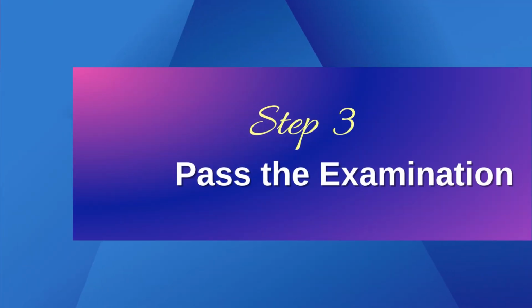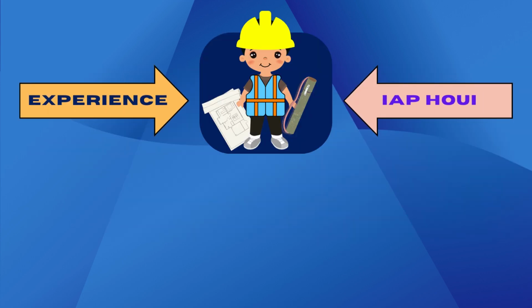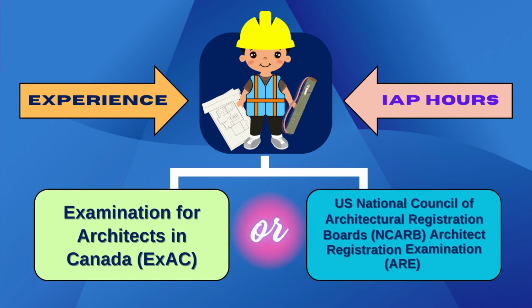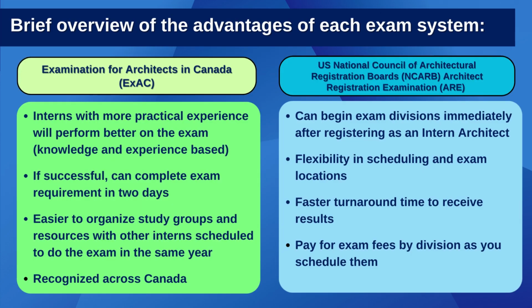Step 3. Pass the examination. As you gain experience and record the necessary hours for IAP, you should either take the examination for architects in Canada or the United States National Council of Architectural Registration Boards, Architect Registration Examination, to fulfill the examination requirements for licensure. Here's a brief overview of the advantages of each exam system.